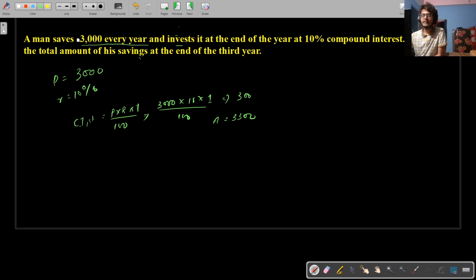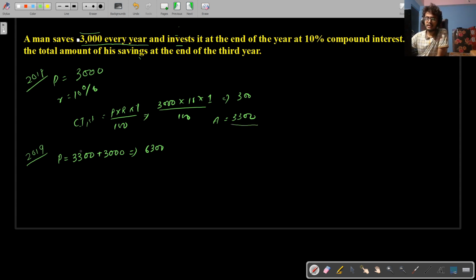The catch is, a man saves 3,000 every year. So obviously, at the end of this year, he again saved 3,000. So other than 3,300, he has 3,000 more, so it becomes 6,300 now. If he saves 3,000 in 2018, he'll obviously save 3,000 in 2019, so his principal will not be this money, but this money plus 3,000. So it will be 6,300.